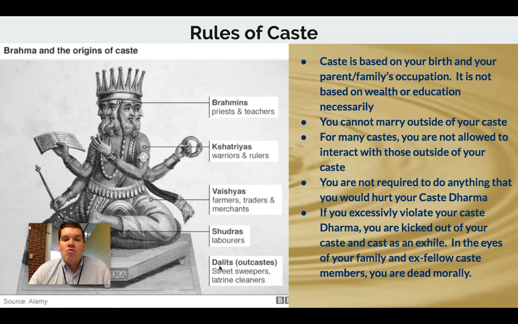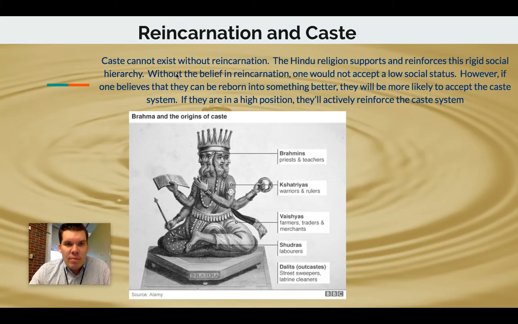If you are around outcasts, that could be very, very bad for you as a Hindu. You could be declared unclean, and it could sort of mess up your karma. You could get punished in the next life for excessively associating with Dalits. And you have to realize without this concept of reincarnation, caste doesn't exist.